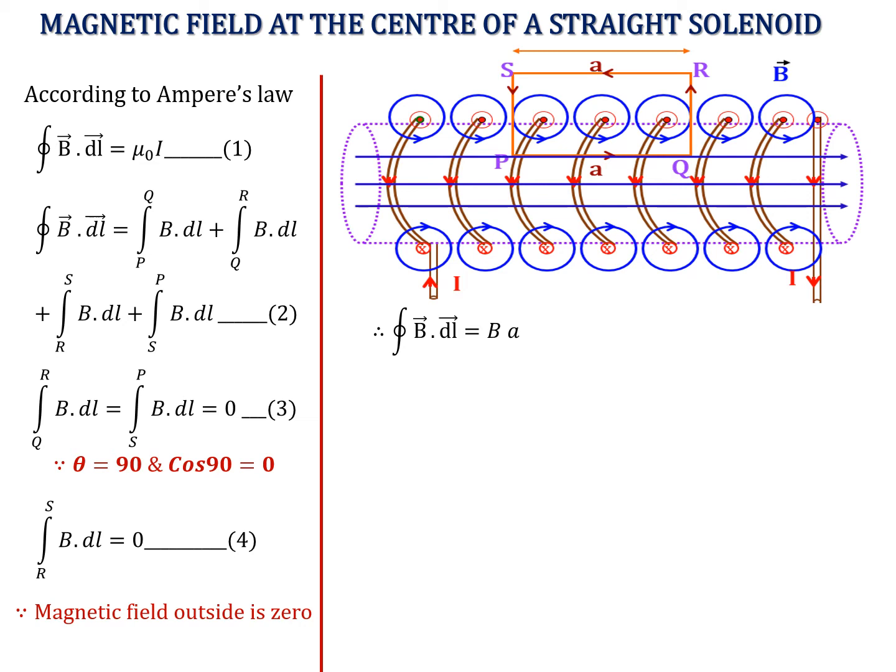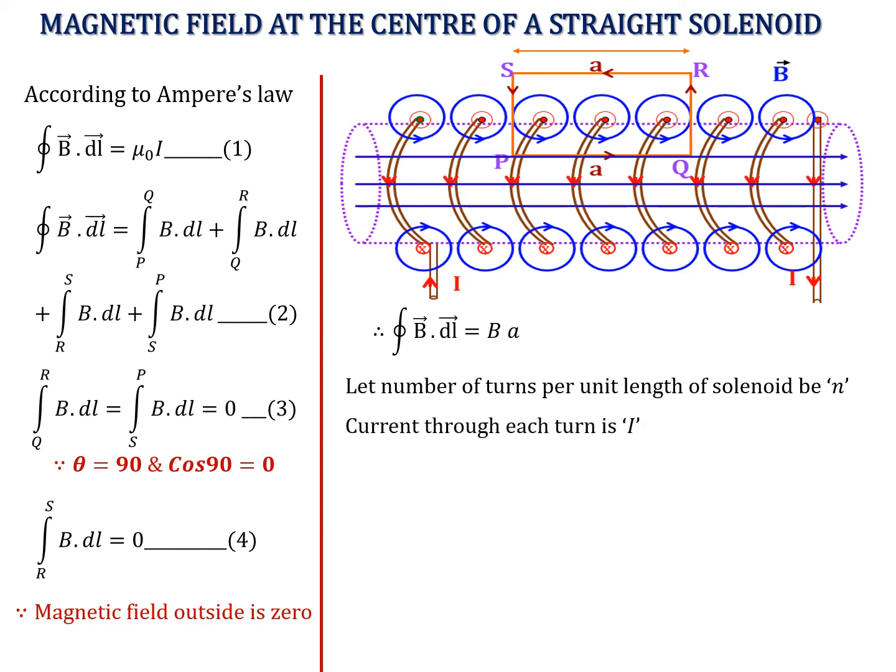In the equation 1, on the right hand side, the term I represents the current enclosed by the solenoid. To find the total current enclosed by the solenoid, we assume number of turns per unit length of the solenoid to be N. Let I be the current through each turn. The length of the solenoid is A. The part of the solenoid under consideration is A.